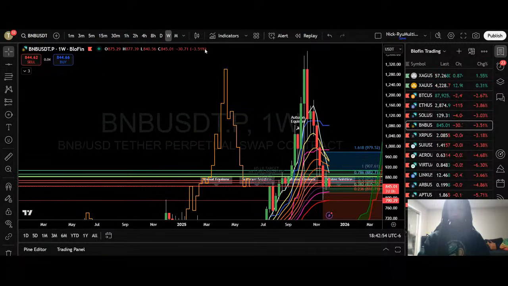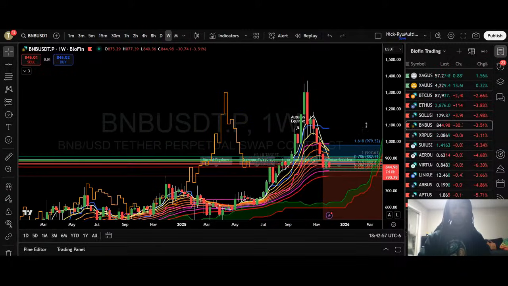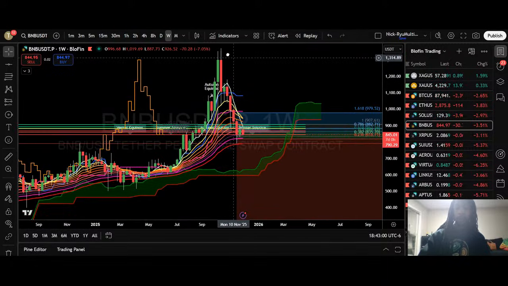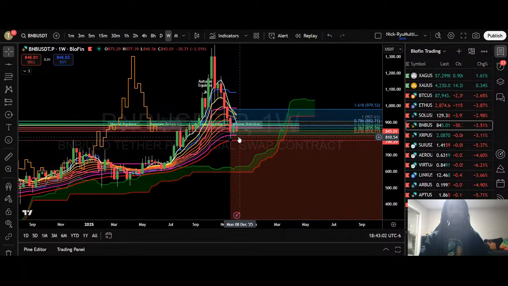Looking at this on a weekly, BNB is coming to a supported level. So my shorts will slow down, and I'm going to pay attention and see what happens here. Will we get a pop-up? Will price go under? What's going to happen with BNB? Questions are still to be asked, right?